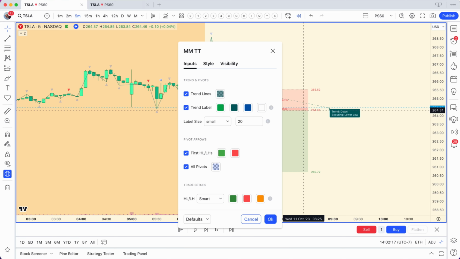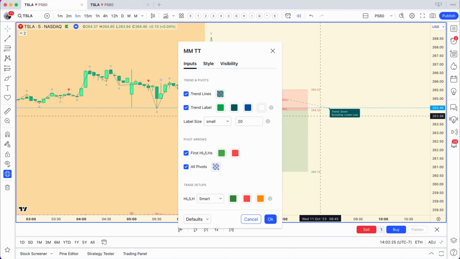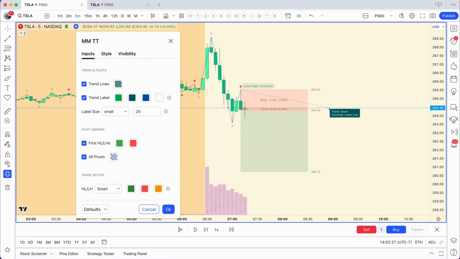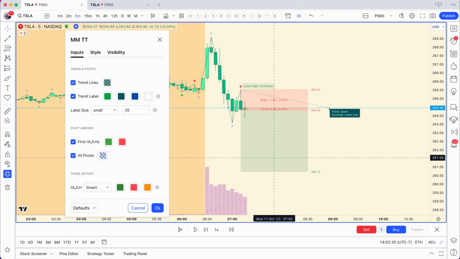That's why it chose to display this, because what smart really means, and you can hover over this info box here to see, is that it's going to draw a trade on the chart based on the trend. So the trend has been defined as a downtrend, and so it's going to be looking for lower high trades when it's in that trend.